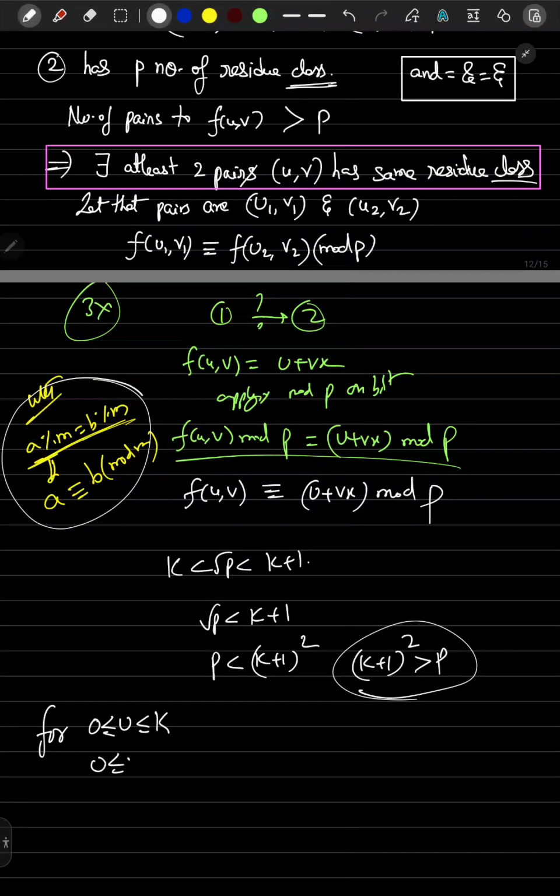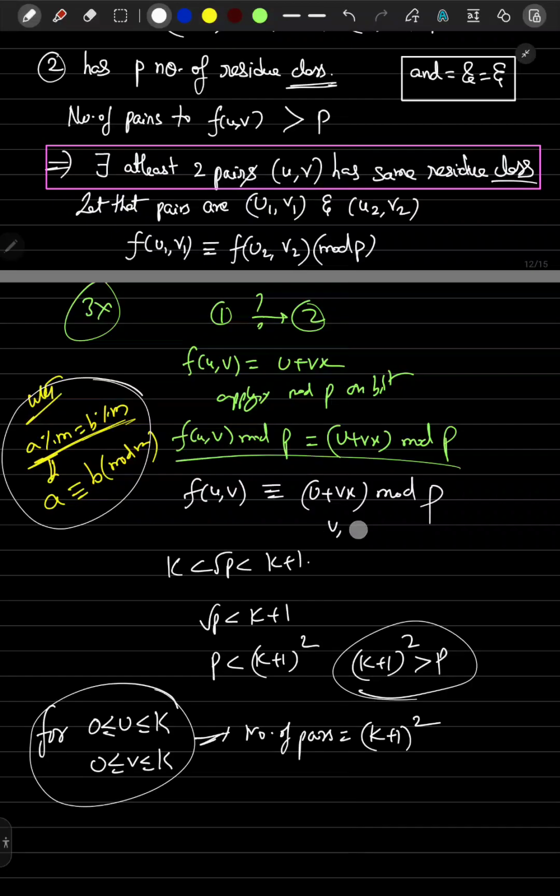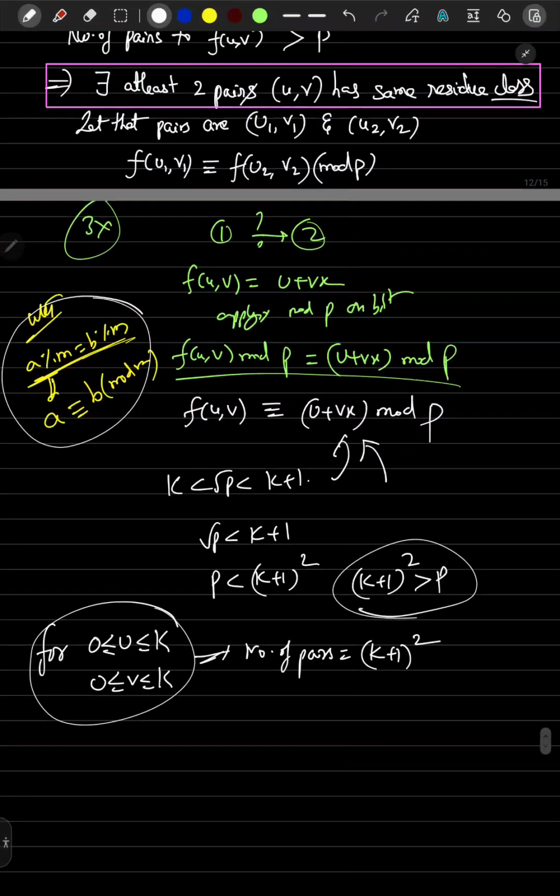So for the values u less than or equal to v, the total number of pairs possible, how many? (k plus 1) whole square. Here u and v, different inputs you will substitute. So those many pairs are greater than p. That means if I apply two different inputs, then two different inputs will collide to one. Okay, you got it.